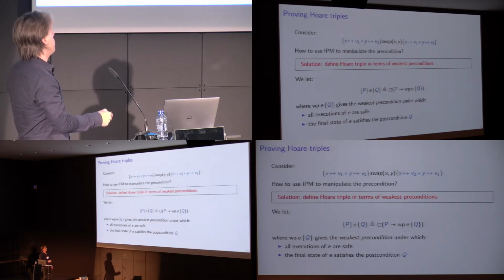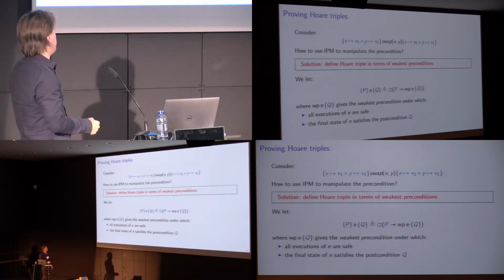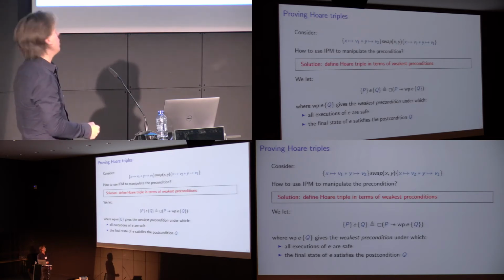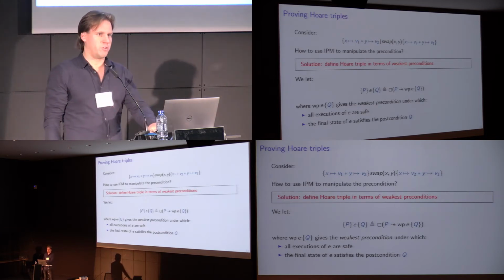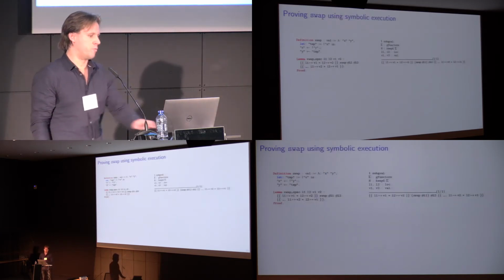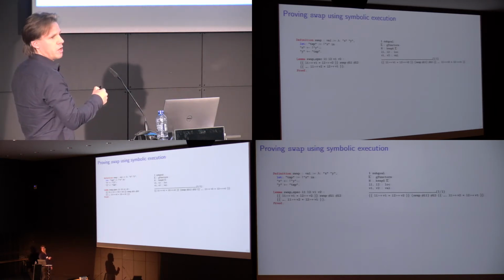Then there are some technical things, like this box that ensures the thing doesn't capture any resources. But how to read the precondition? You should read it as the weakest precondition under which all executions of E are safe, and the final state of E satisfies the postcondition Q. All these things are generally best explained by an example, so we have to prove swap in Coq. This is how swap looks. It is some deeply embedded ML-like language in Coq.